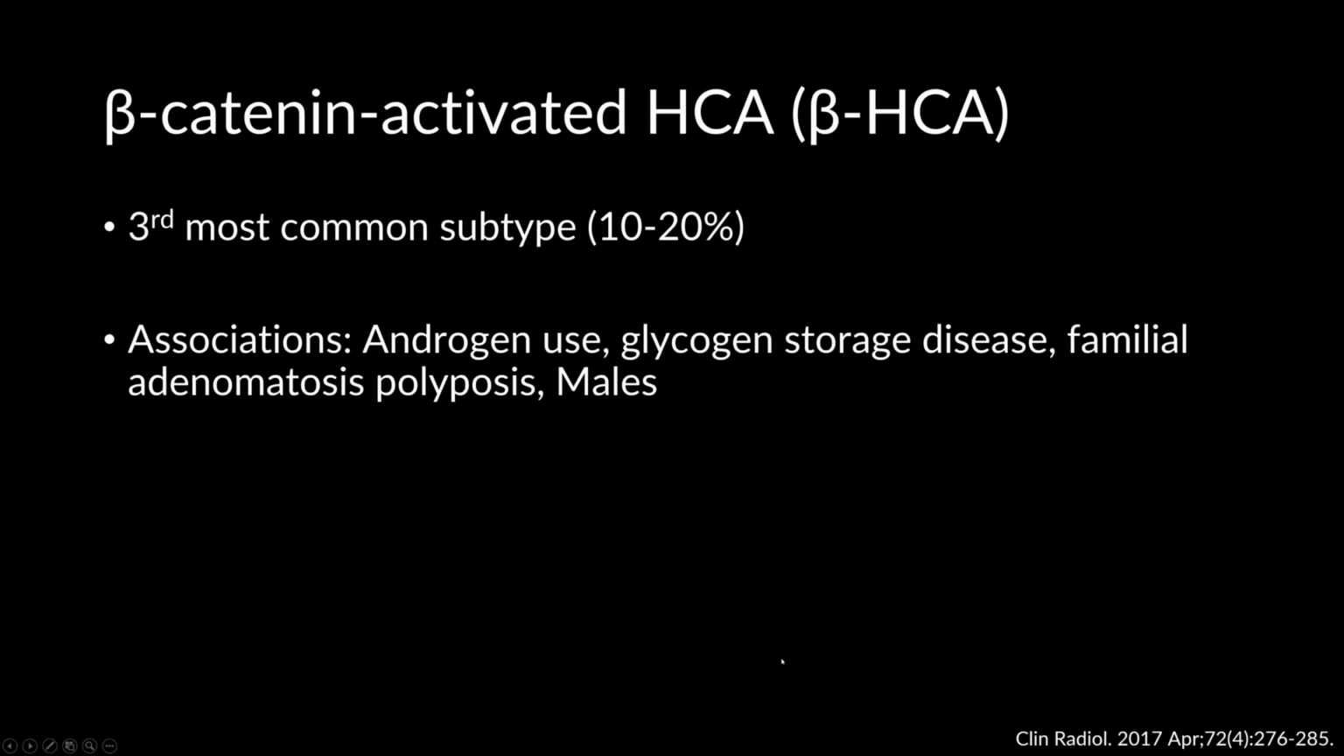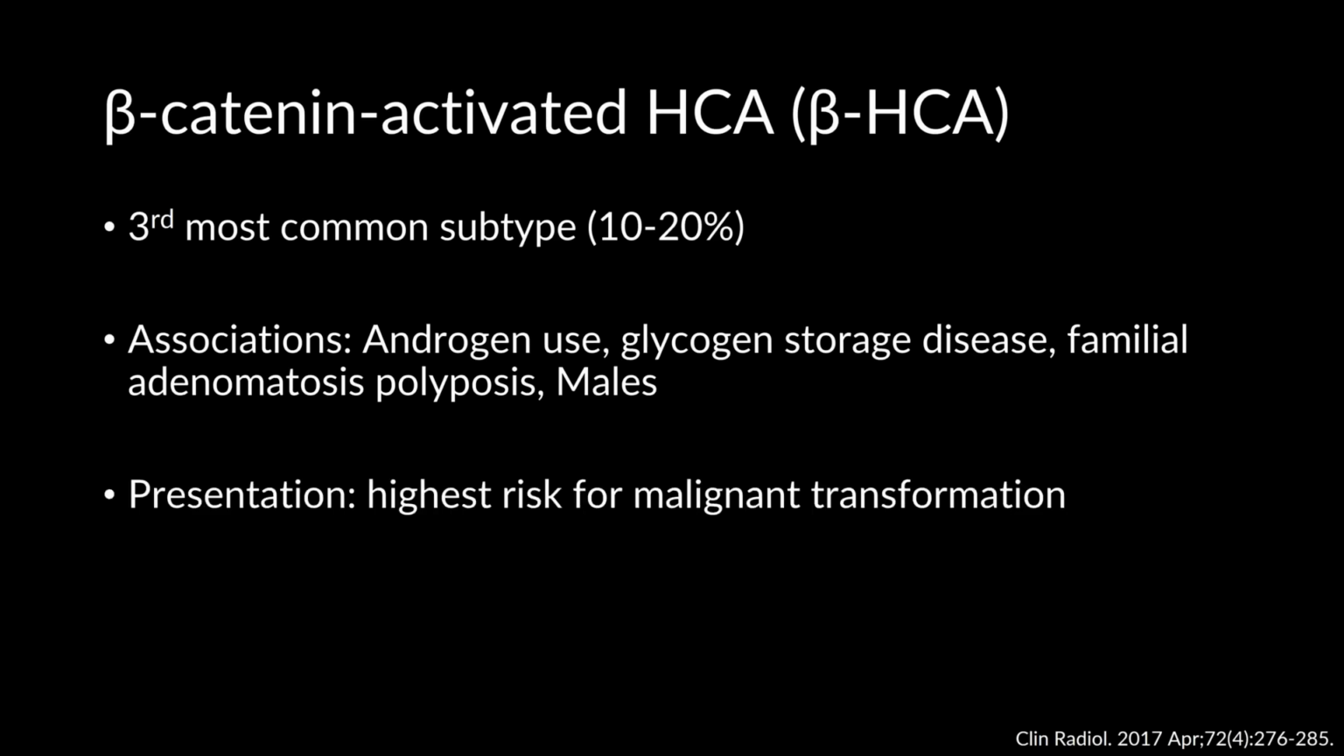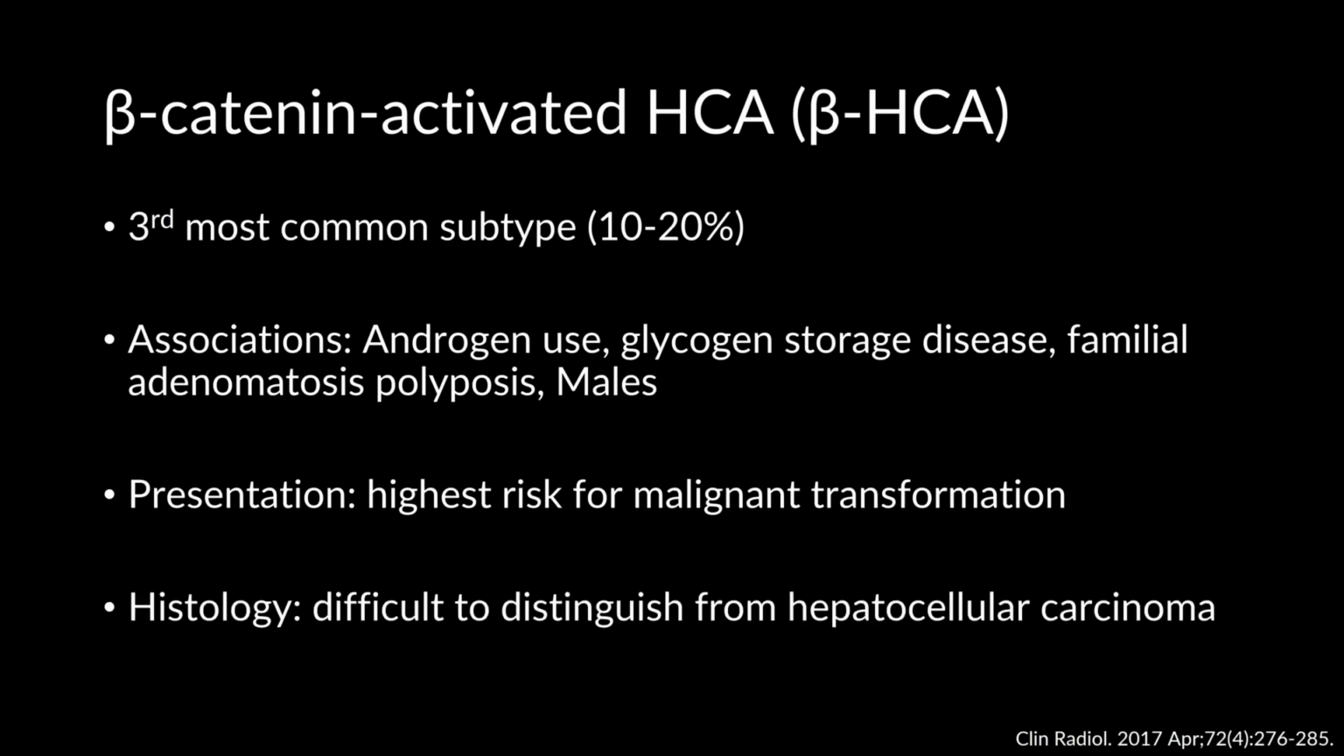Going on to the beta-catenin activated adenomas, this is the third most common, representing 10 to 20% of adenomas. And they are associated with androgen use and more commonly seen in males. Glycogen storage disease and familial adenomatosis polyposis are also other associations. As far as presentation, this is the subtype that has the highest risk for malignant transformation. And histologically, sometimes it can be difficult to distinguish beta-catenin activated adenomas from hepatocellular carcinomas.